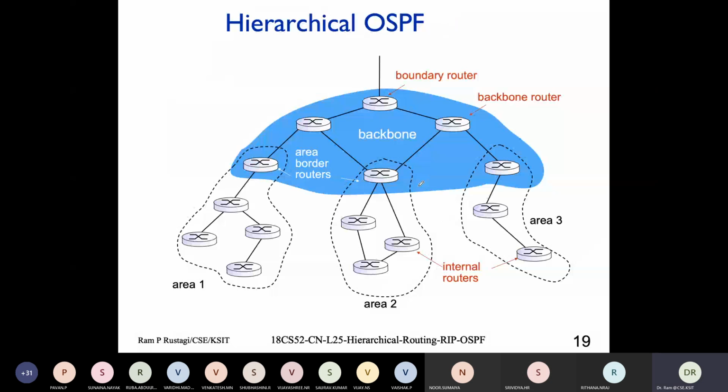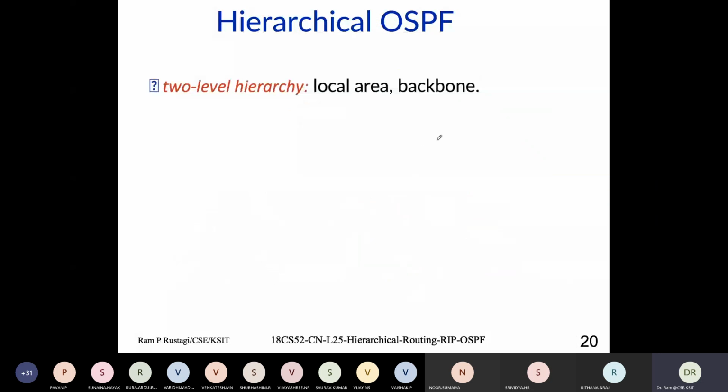Two areas do not talk to each other. They always talk via the backbone. And we have what are called internal routers. The job of an internal router is to communicate reachability within the area. So nomenclature-wise, in OSPF we define a two-level hierarchy.